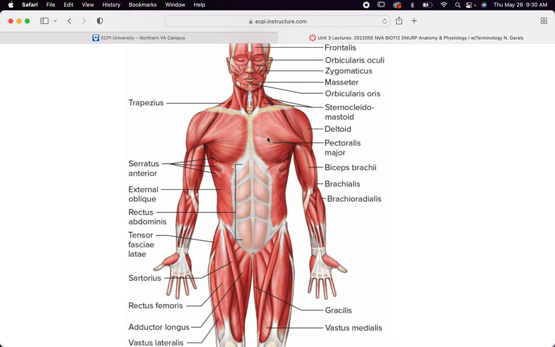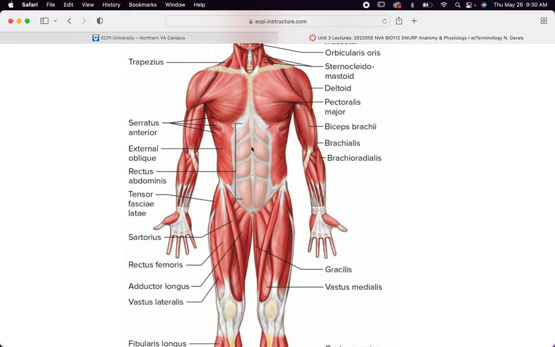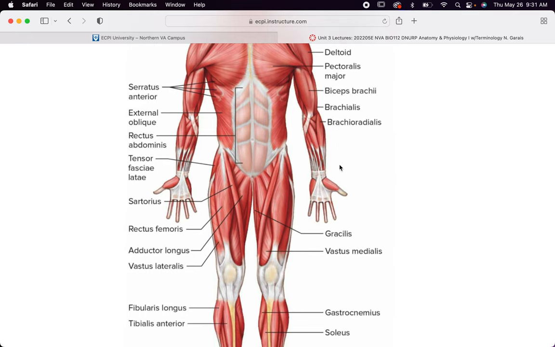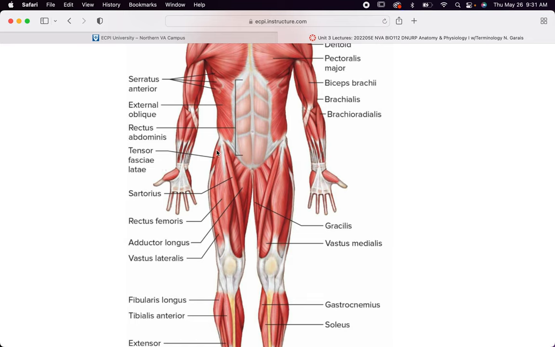Here's the anterior view of my traps, or trapezius, but they're better seen in the posterior view. Of course, this is my deltoid, pectoralis major, linea alba of my abdomen, rectus abdominis, one of the six pack or eight pack, if you really have no body fat. And then you have your external oblique, your serratus anterior, biceps brachii. And look at these two synergist muscles that help my biceps brachii upon flexion. That's your brachialis and your brachioradialis.